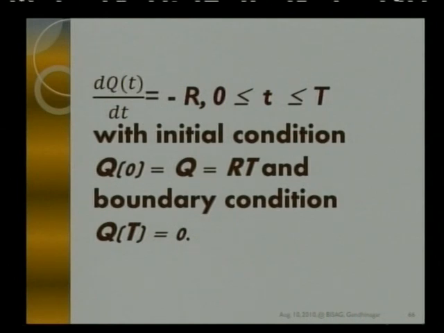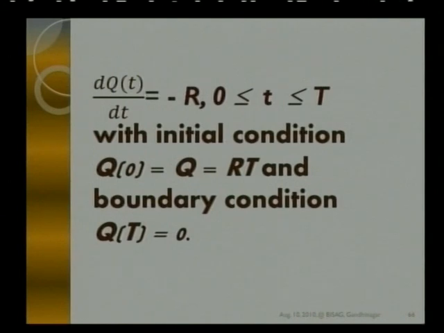So we have this differential equation dQ(t) by dt is equal to negative R, and the cycle time is 0 to T. What are the initial conditions? We started with Q units, which is also equal to R into T, that is, R is the demand, and that demand is to be satisfied during capital T time units, and the boundary condition is Q of capital T is equal to 0, that is, at the end of the cycle time capital T, we have no inventory with us. So we have come to an initial value problem with boundary conditions. Let's see what the solution will be.